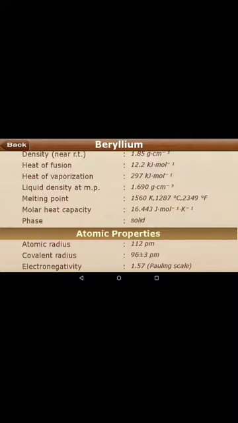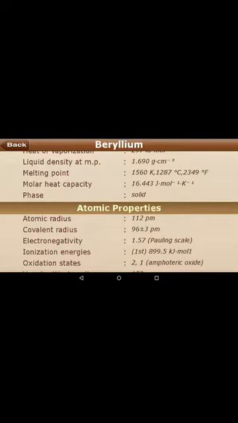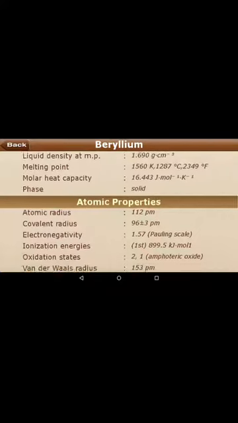A molar heat capacity of 16.443 joules per mole per Kelvin. The phase is solid. That is why it will be melted and then the evaporation will take place at a high temperature.